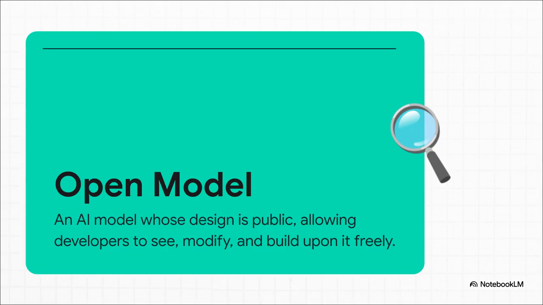Okay, a really important thing to know is that Gemma 3 is an open model. So what does that mean? It means that the code, the design, it's all public. It's not some locked black box. Developers can actually pop the hood, see how it works, change things, and build completely new stuff with it. And that unleashes this huge wave of creativity from the community.